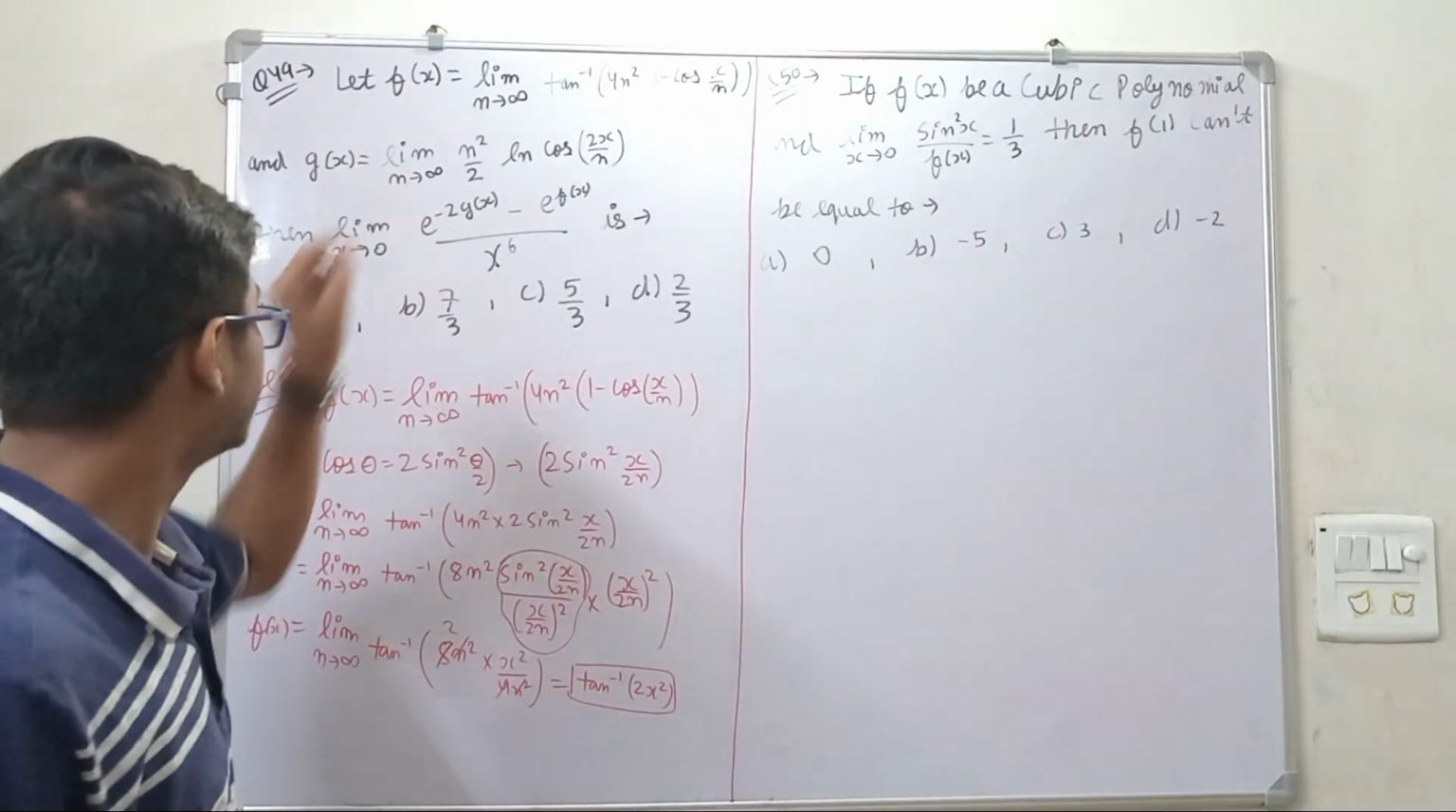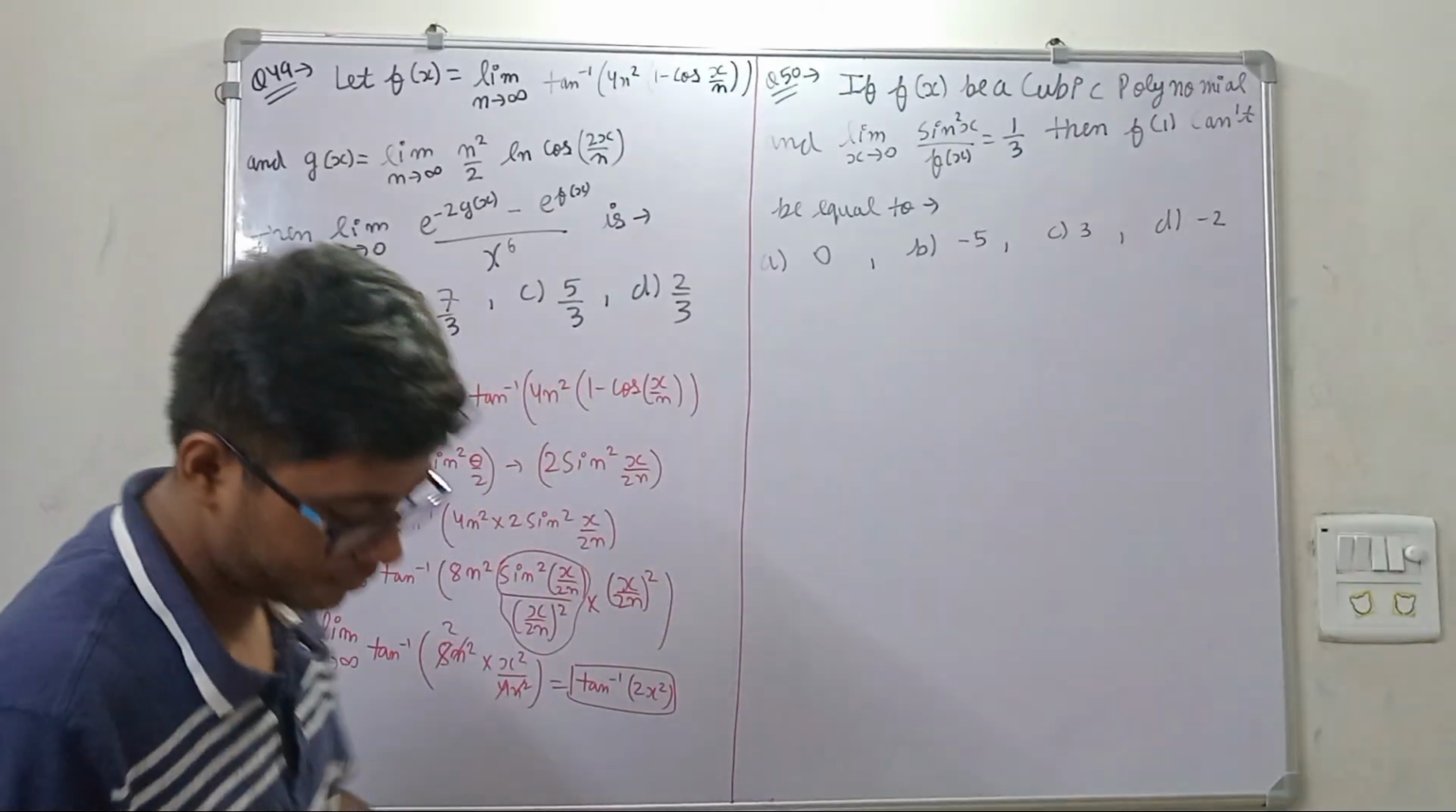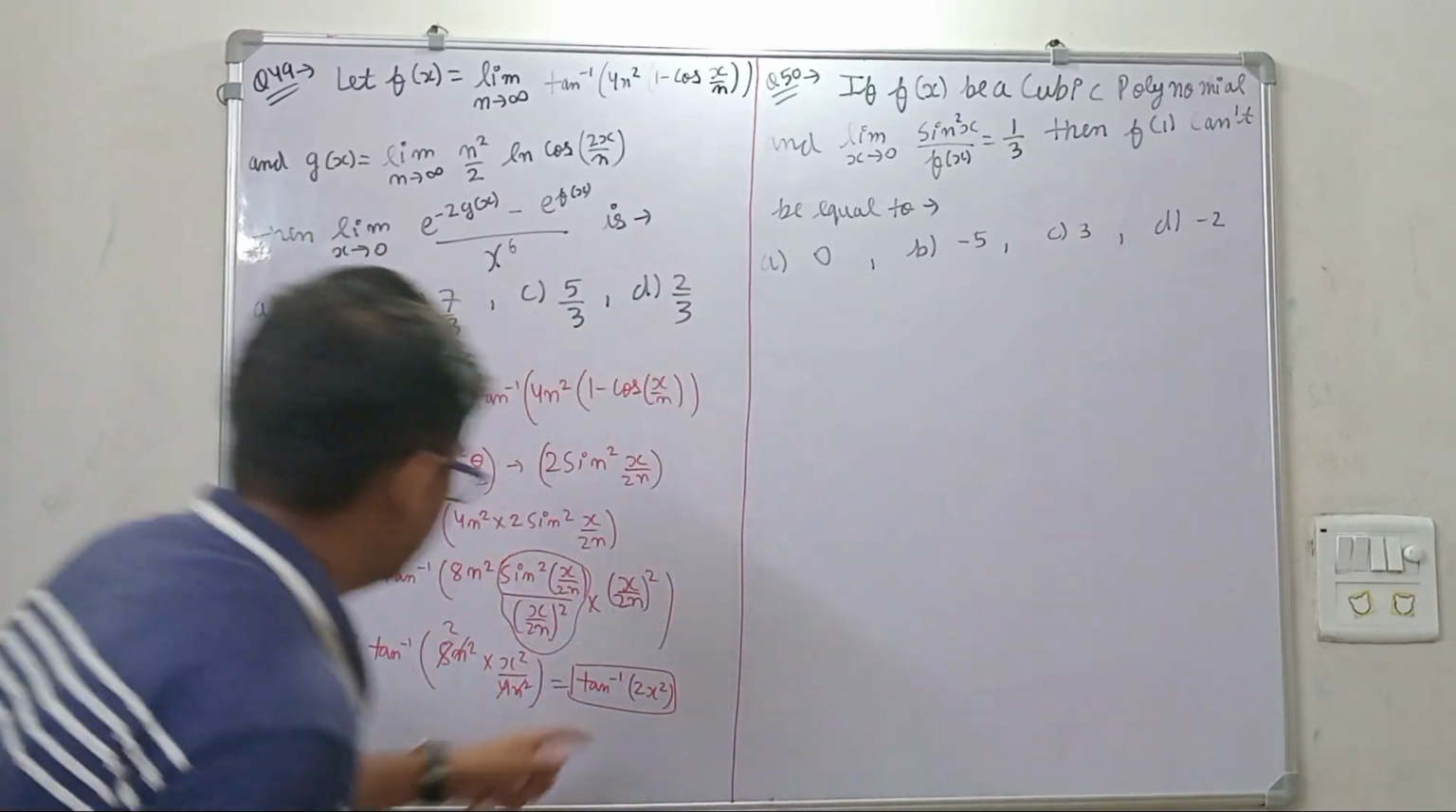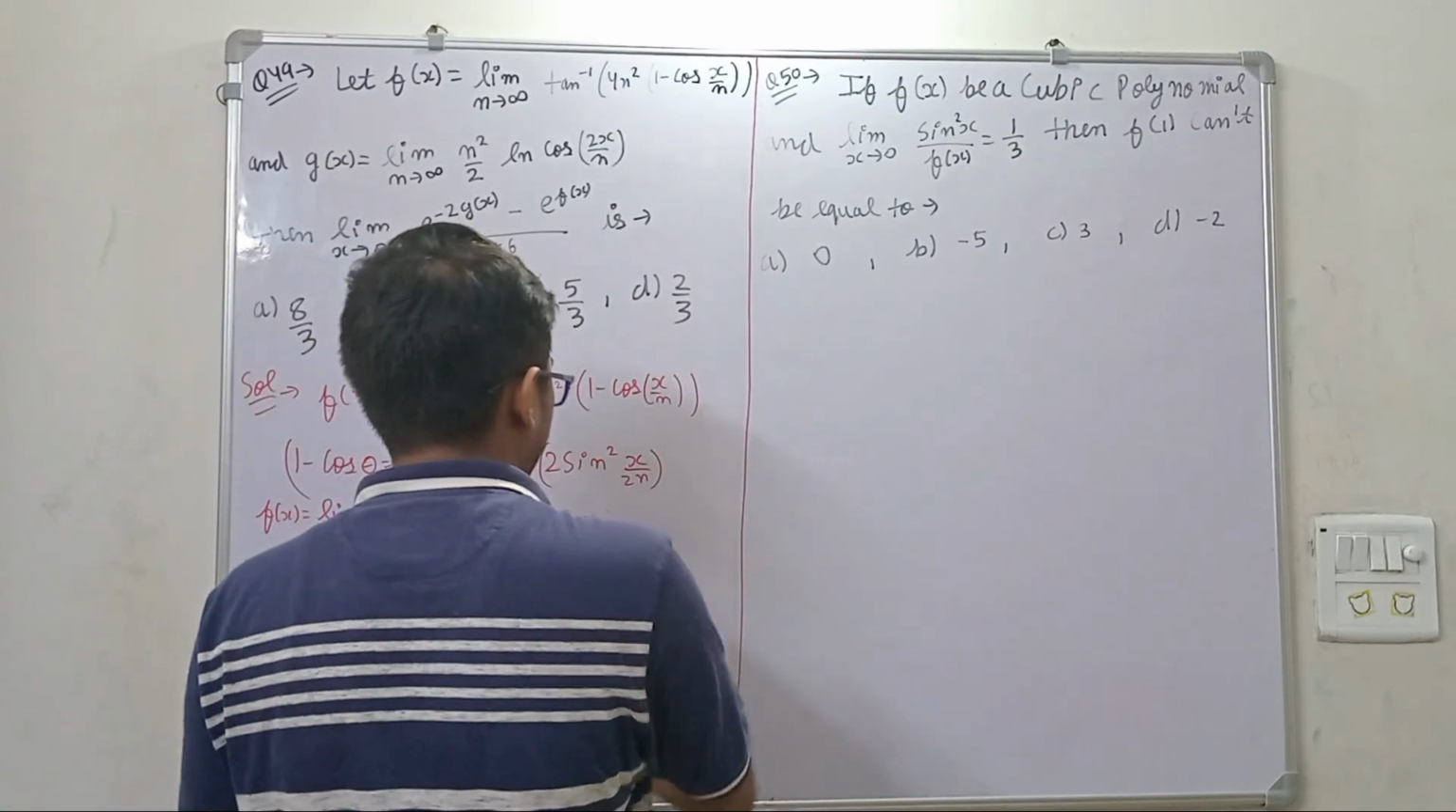Now let us find the function g(x). Okay. So f(x) is tan inverse 2x square.